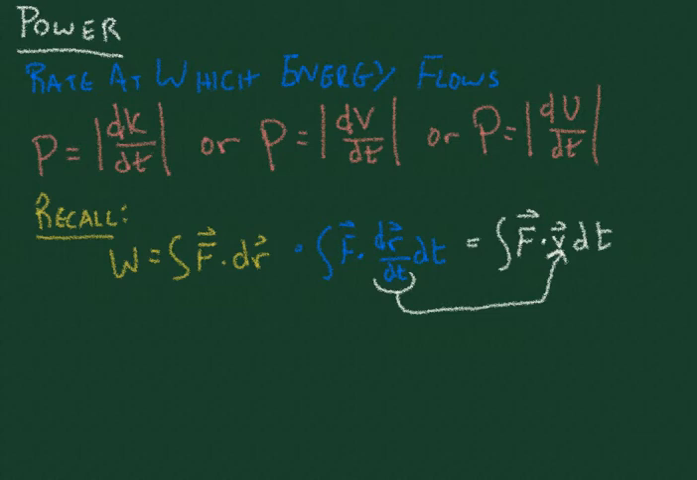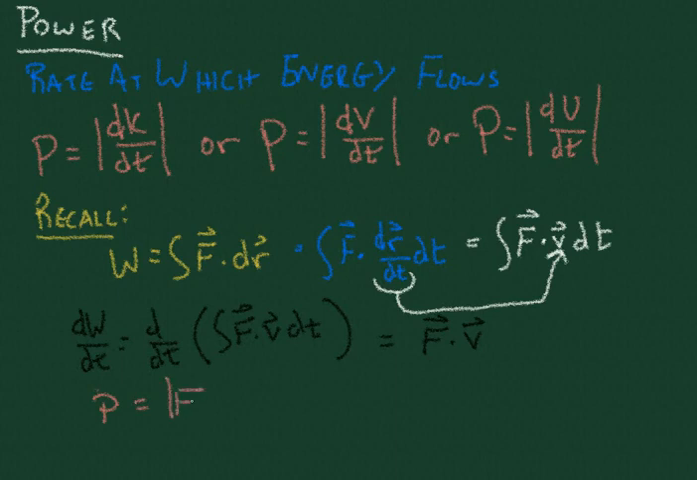So we see that what this really tells us is that the change in work with respect to time is the time derivative of the integral of F dot v dt. Well, by very definition, that's just F dot v. So in other words, one last way that we can write power is we can say that power is equal to the magnitude of F dot v. And that's all there really is to power.